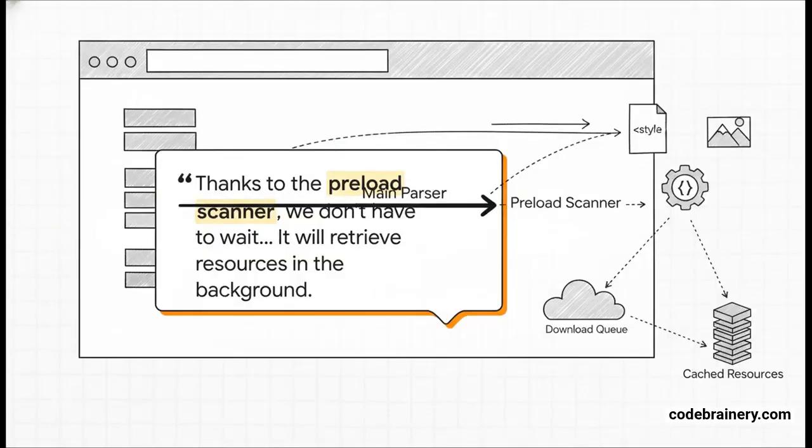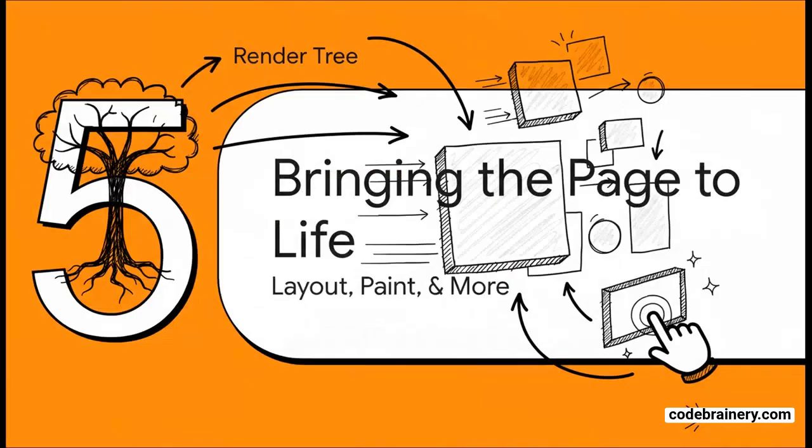Now, to speed all this up, browsers have a really clever trick up their sleeve. While the main parser is busy building that DOM, a second, lighter-weight thing called a preload scanner races ahead through the HTML. It's literally hunting for important stuff like style sheets, scripts, or images, and starts downloading them in the background. That way, they're ready and waiting when the main parser actually needs them. Pretty smart, huh?